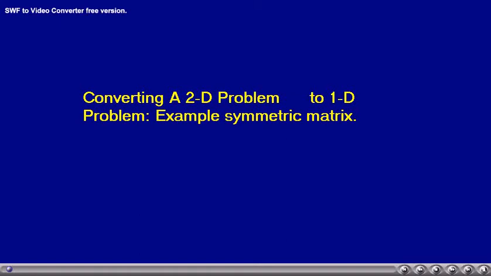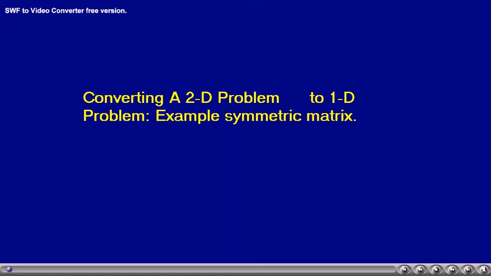The main objective of this program is to represent a 2D problem as a 1D problem. That is, we want to convert a two-dimensional system to a one-dimensional system. We know that a symmetric matrix contains redundancy. That is, elements aij will be the same as aji.